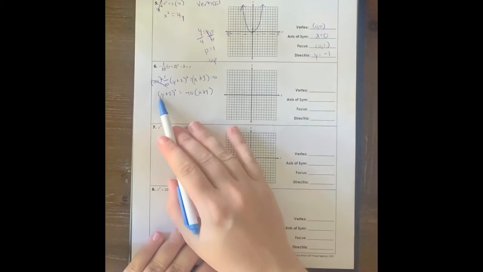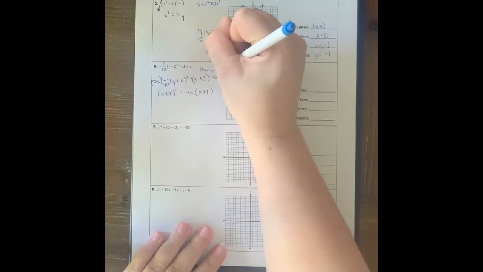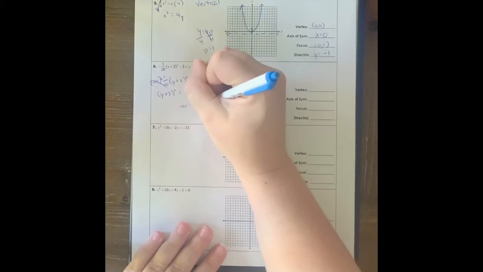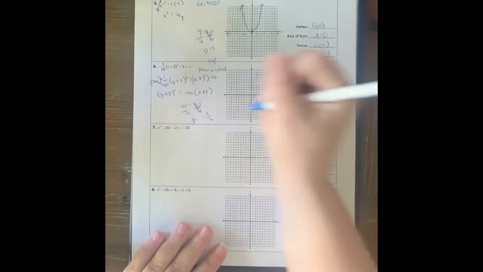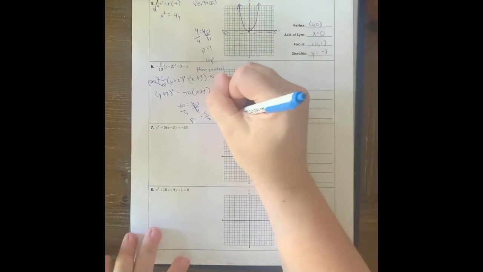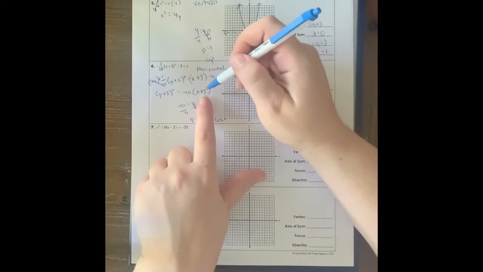Okay, since it's y squared, this is going to be horizontal. Take the -10, set it equal to 4p. Divide both sides by 4, and we have -5/2. Because it's negative, it is going to open up to the left. Okay, our vertex here is going to be -3, -2.